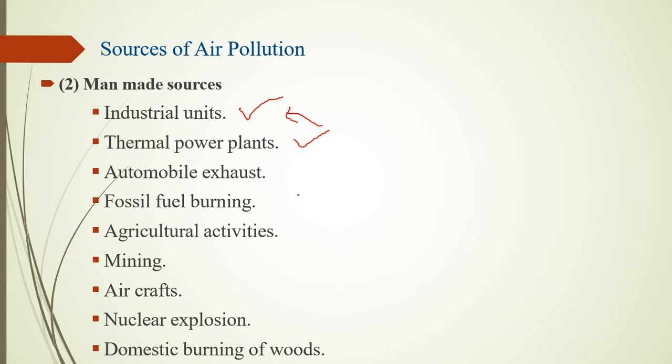Then after that, automobile exhaust. All types of vehicles use fossil fuel to run the engine, and after the complete process it rejects some smoke to the atmosphere through the silencer. That automobile exhaust creates air pollution. It is also a considerable part of our atmosphere. Many vehicles are running on our earth, so it creates a high level of pollution.